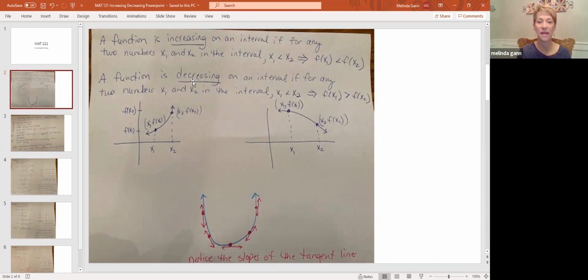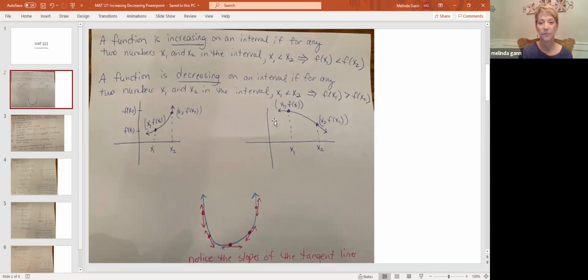All right, look what decreasing functions do. A function is decreasing on an interval if for any two x values like x1 and x2 in the interval, if x1 is less than x2, but f of x sub 1 is bigger than f of x sub 2. In other words, when you move to the right, instead of the graph going up, it's going down. As your x values get bigger, your y values come down, they get smaller. So that's what increasing looks like, and that's what decreasing looks like.